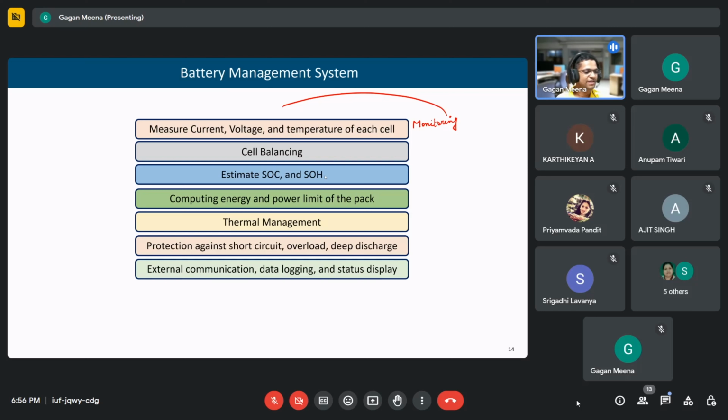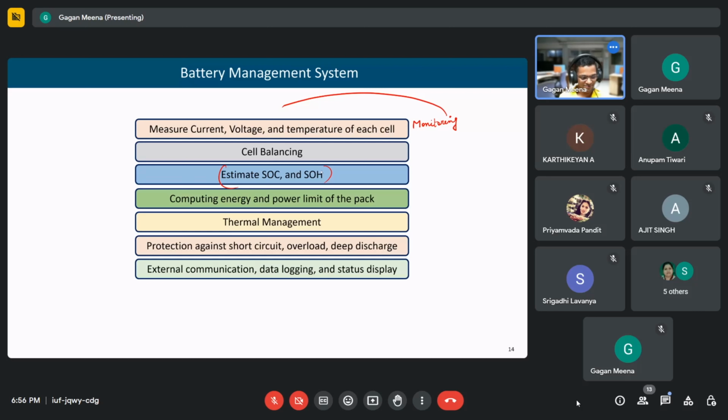Then cell balancing is very important. It's very important to keep the cells balanced. If cells are not balanced, it will reduce the efficiency of the energy storage system. It highly impacts the efficiency and overall performance of the energy storage. Then we have to estimate state of charge and state of health. It's also very important. Why do we need to know about SOC and SOH?